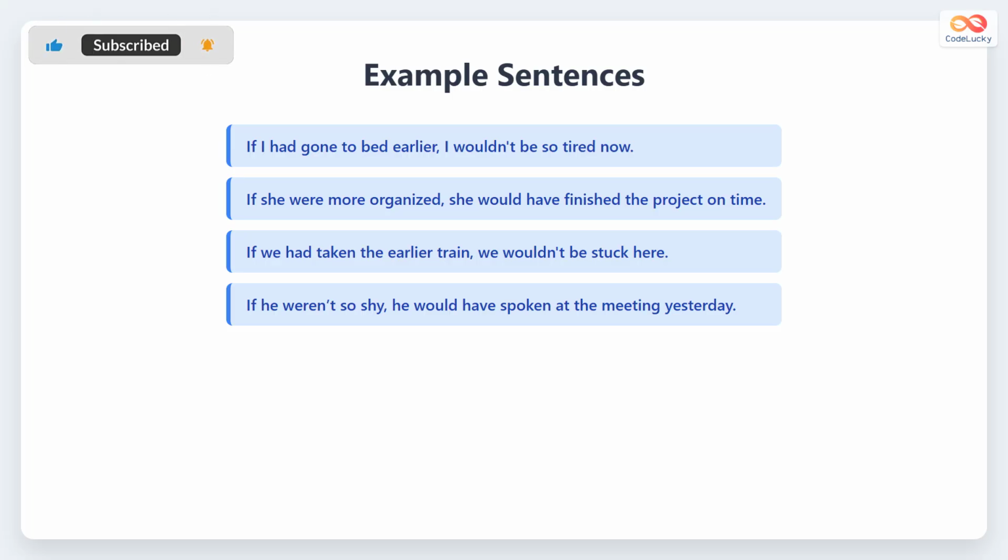If she were more organized, she would have finished the project on time. Past simple in the if clause shows present situation. Would have plus past participle shows past result.